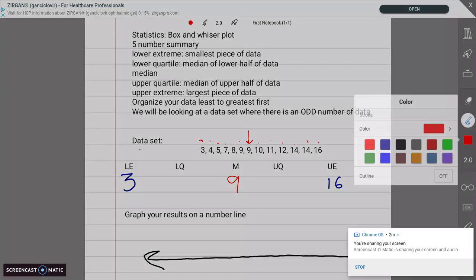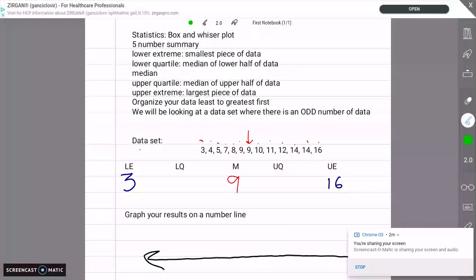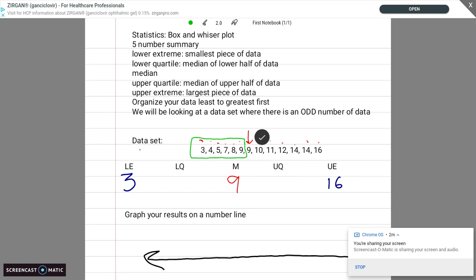So now we need to find our lower quartile. I'm going to switch colors here. I'm going to use green for my lower quartile. So when you have an odd amount of data, you need to pretty much eliminate that median from your lower and upper sets of data. So what's boxed in green is really going to be my lower piece of data. So let's find my median. I'm going to cross the numbers out, and I'm left with 2 numbers, 5 and 7.